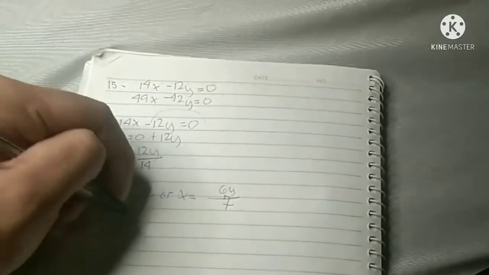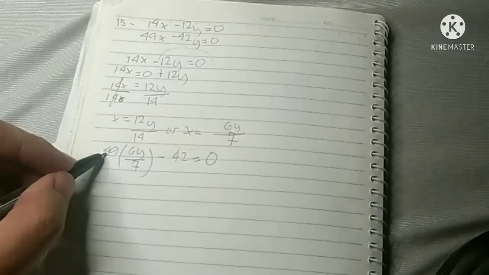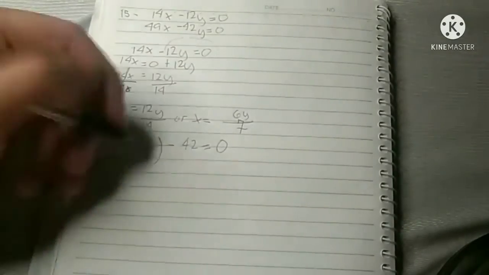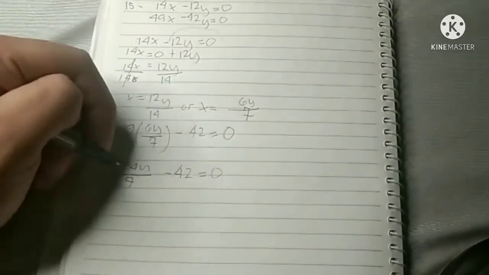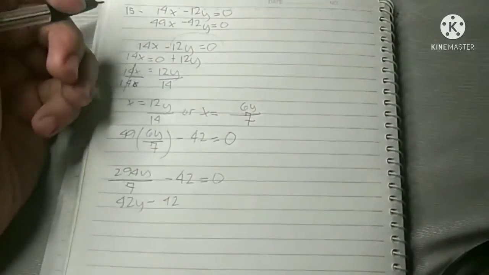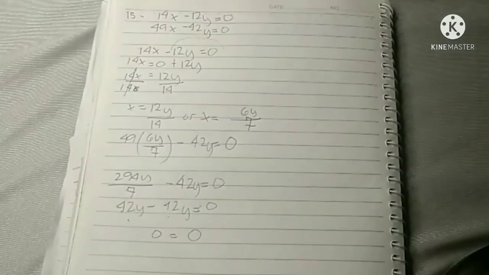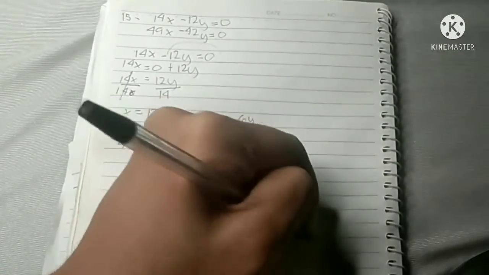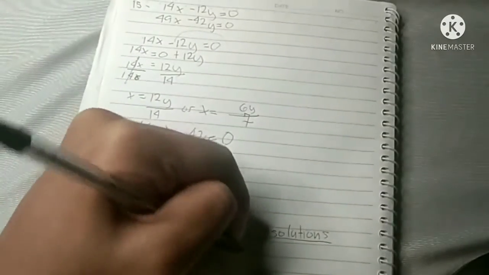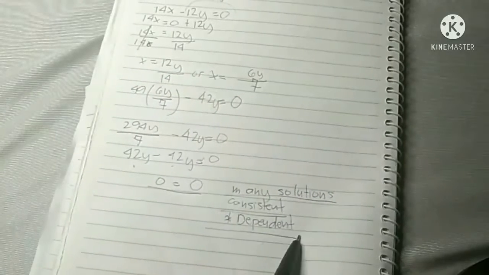Since we have the x, we can substitute. So 49 times 6y over 7 minus 42y equals 0. We can multiply 49 times 6y, and it is going to be 294y over 7 minus 42y equals 0. So 294y over 7 is equal to 42y, and 42y minus 42y is equal to 0, so 0 equals 0. So we can say that this equation has many solutions, consistent and dependent.